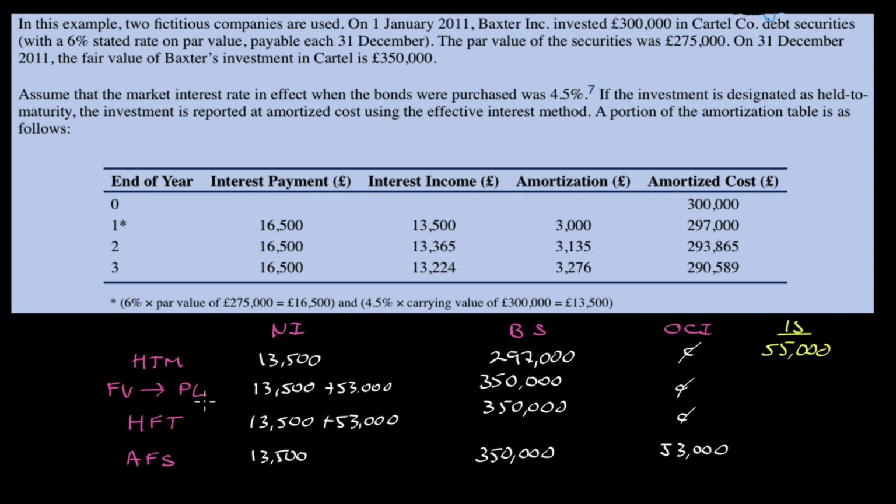For fair value to P&L, it's listed at $350,000. We sold it for $352,000. That'd only be a $2,000 gain because we've already accounted for the $53,000.